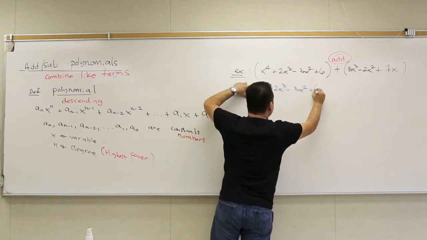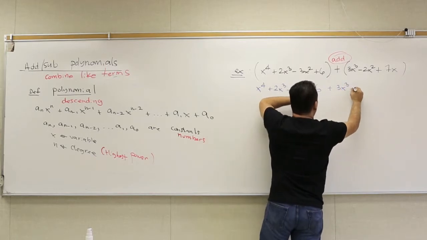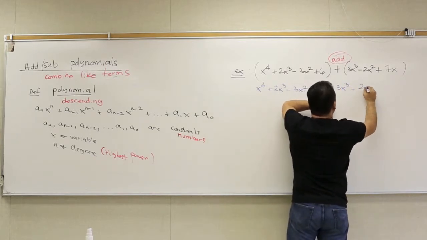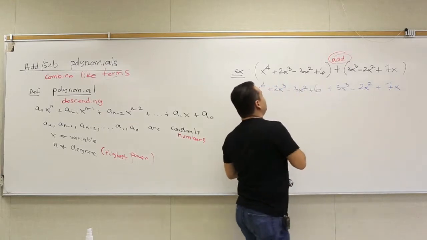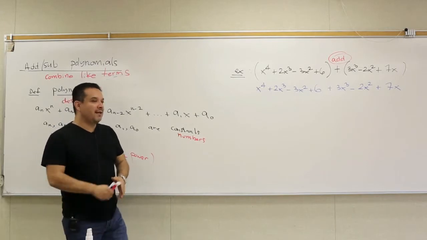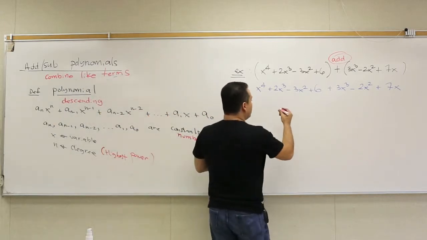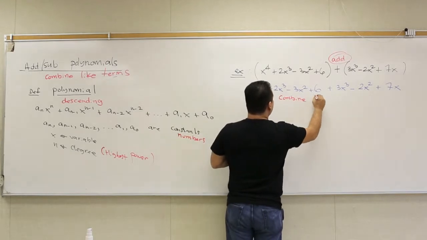squared plus 6 plus 3x cubed minus 2x squared plus 7x. And now I'm going to say what to you? Combine like terms.